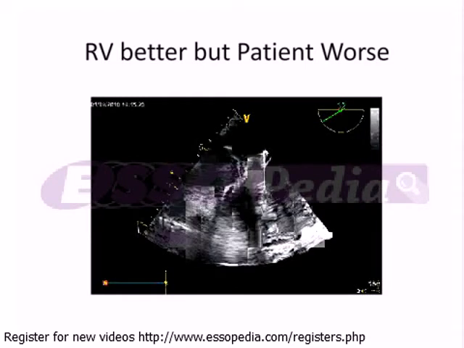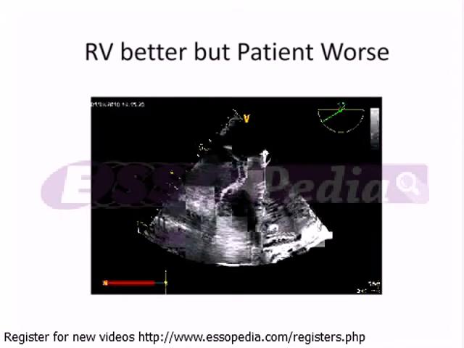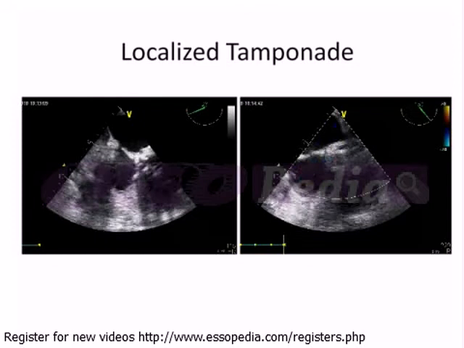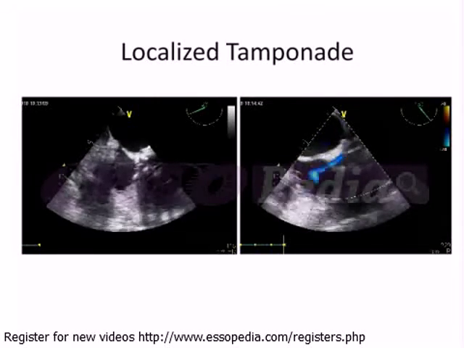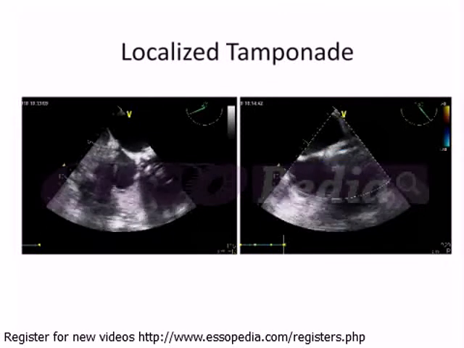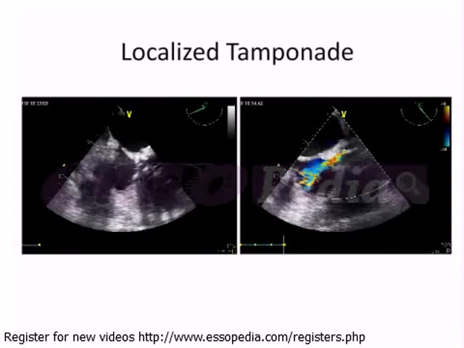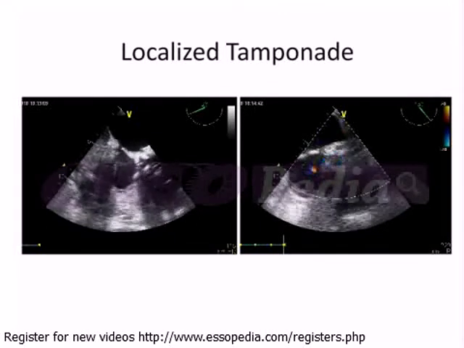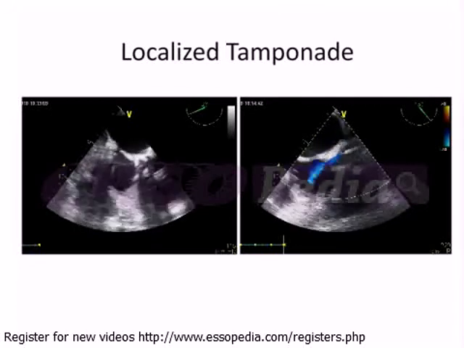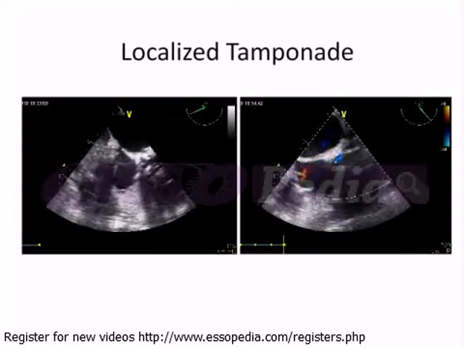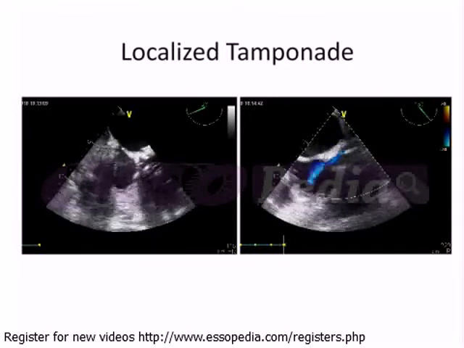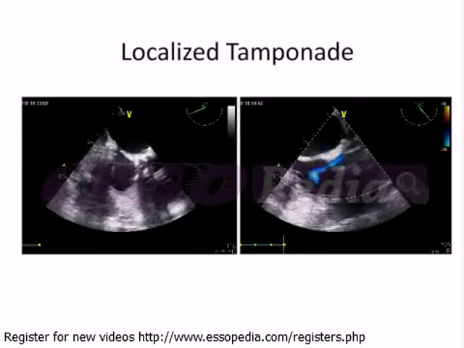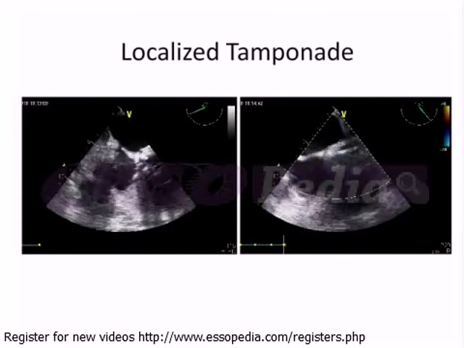So once we looked at the right ventricle and we were assured that it was not the problem, we continued to look around the heart. And in the panel on the left, you can see that there is actually a large echogenic mass compressing a significant amount of the right atrium. And when we go around to look at the superior vena cava at 130 degrees in the panel on the right, you can see that there's compression of the superior vena cava with turbulent flow coming through. So a diagnosis of localized tamponade compressing a large amount of the right atrium was made.